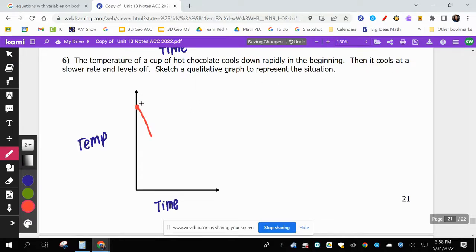Then it cools at a slower rate. So still a decrease, but more gradual. And then it's going to level off. So maybe that's when it gets to room temperature. It's going to stop decreasing, and it'll stay the same temperature as the room. All right.